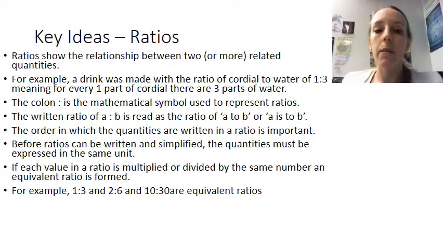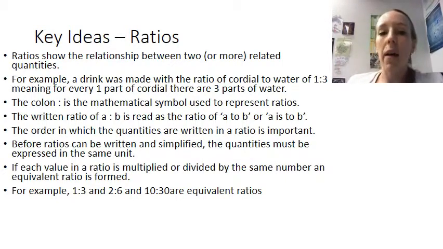Okay, some key ideas about ratios. Ratios show the relationship between two or more related quantities. For example, if you came home from school and made yourself a drink of cordial, you might put the ratio of cordial to water as 1:3. So for every 1 part of cordial, you're putting 3 parts of water into your drink. The colon in between those two numbers is the mathematical symbol we use to represent ratios.